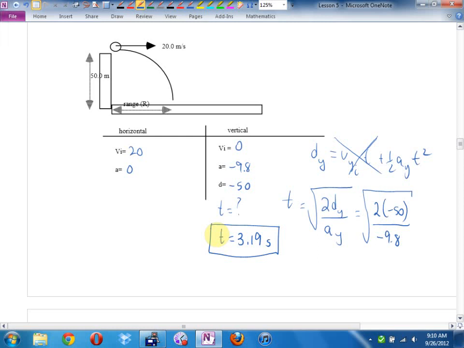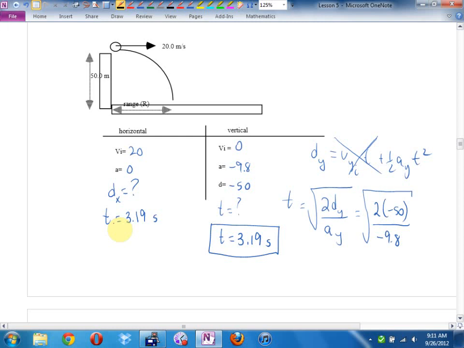What else did they want me to find? The range, the horizontal displacement, which we call the range. So now I'm going to go over here, and I'm going to say dx equals question mark. But now I know one more thing. What else can I put on this left-hand column now? Because right now, with only two things, I can't solve it. I can say that time equals 3.19 seconds. So I'm looking for an equation that has d, vi, a, and t in it. I'll give you a hint. It's the same one.